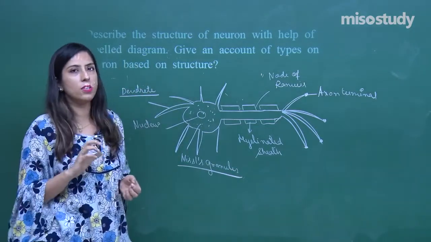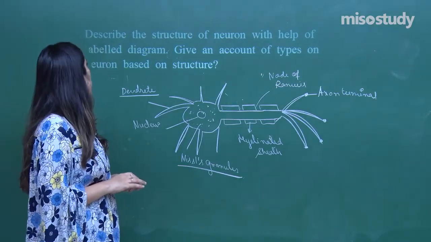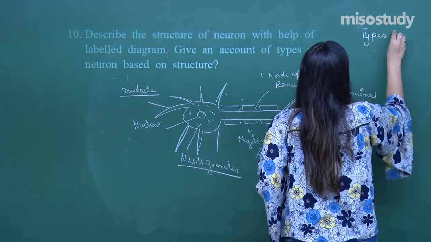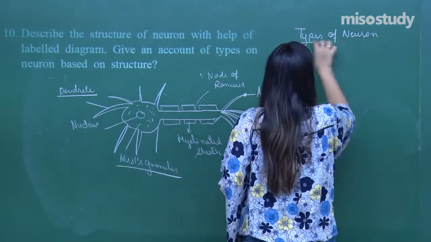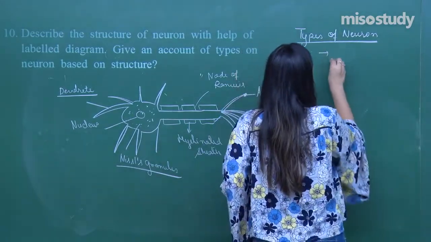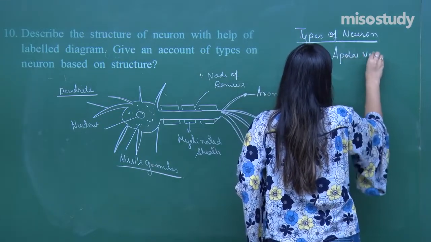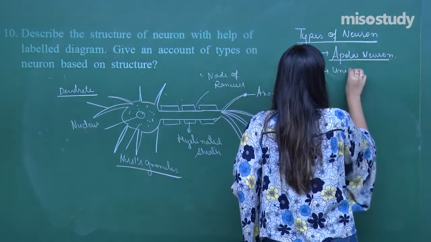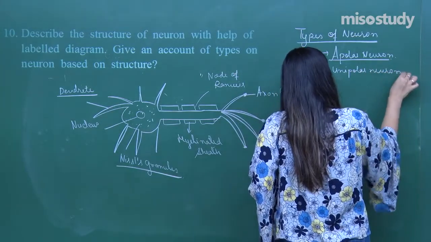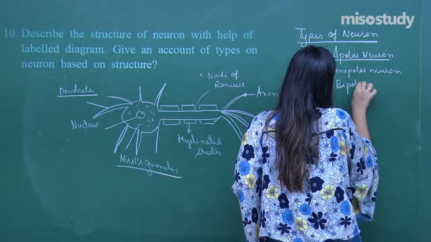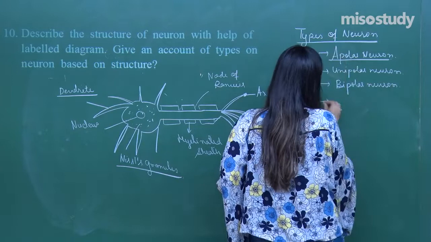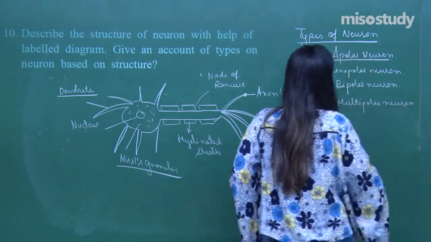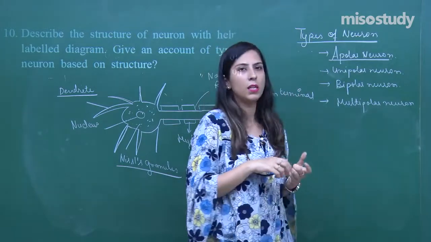In the session, we have discussed the structure of a neuron in detail. Now we have to give an account of the types of neuron based upon the structure. So, types of neuron. On the basis of structure, they are of the following types. First is the apolar neuron. Second is the unipolar neuron. Third is the bipolar neuron. And the fourth is the multipolar neuron.